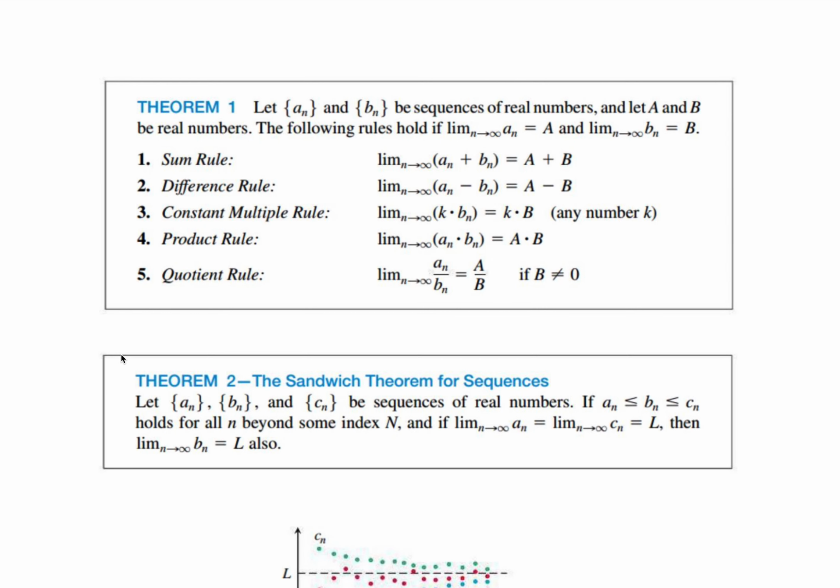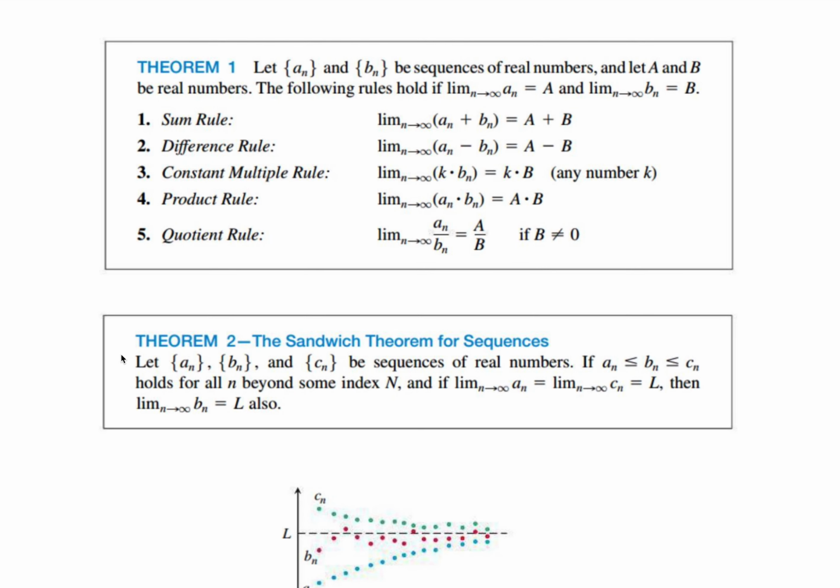We keep going, and there are a lot of theorems and terms in this section. The first theorem here that we come to says that if you have two sequences and they each have a real number limit, you can add, subtract, multiply, and divide those limits. You can even, in number 3 there in theorem 1, multiply the limit by a constant.